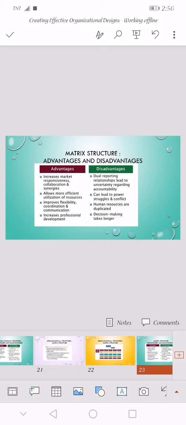Matrix structure advantages and disadvantages. Advantages. First, increases market responsiveness, collaboration, and synergies. Second, allows more efficient utilization of resources. Third, improves flexibility, coordination, and communication. Fourth, increases professional development. Disadvantages. First, dual reporting relationships lead to uncertainty regarding accountability. Second, can lead to power struggles and conflict. Third, human resources are duplicated. Fourth, decision making takes longer.